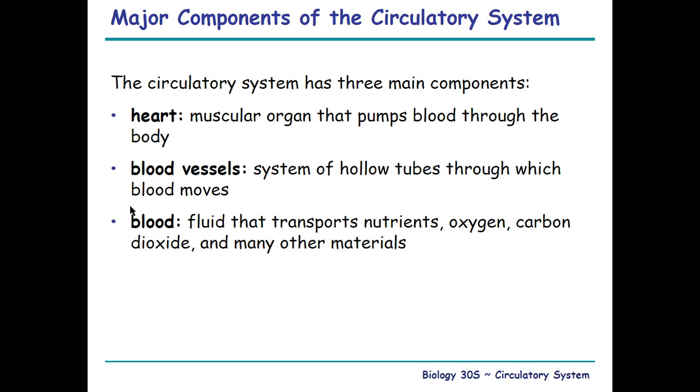The circulatory system has three main components: the heart, which is a muscular organ that pumps blood through the body; blood vessels, which is a system of hollow tubes through which blood moves; and blood, the fluid that transports nutrients, oxygen, carbon dioxide, and many other materials.